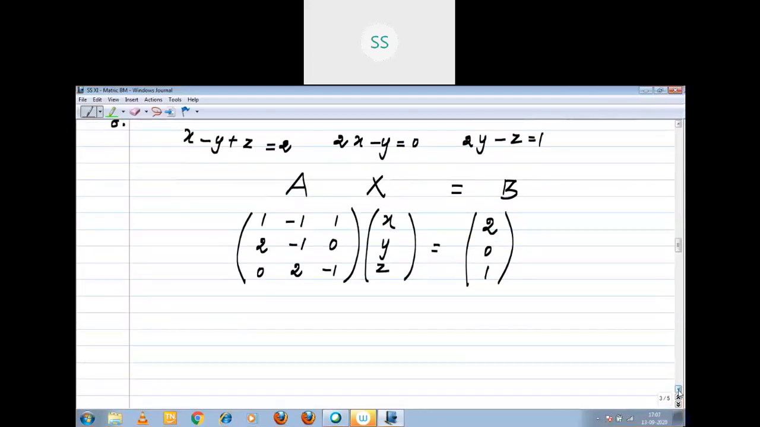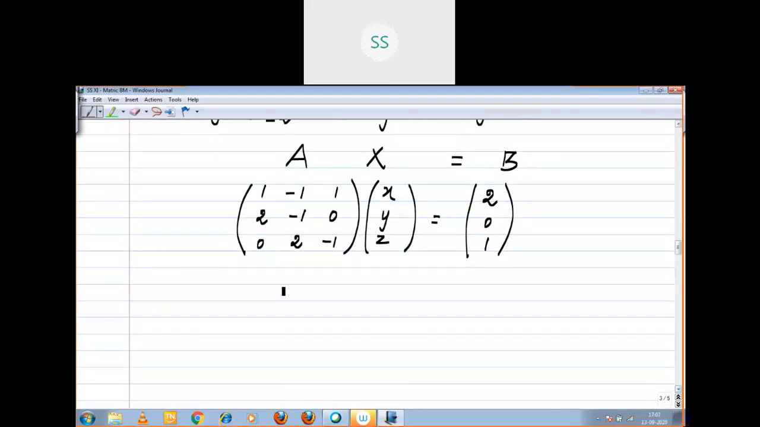Now X is equal to A inverse B. That is the formula. What is your A inverse? 1 by determinant A into adj A. Several times I taught you, right children?